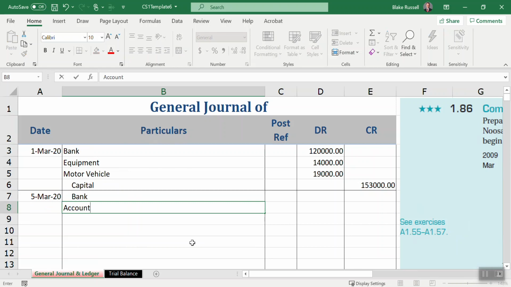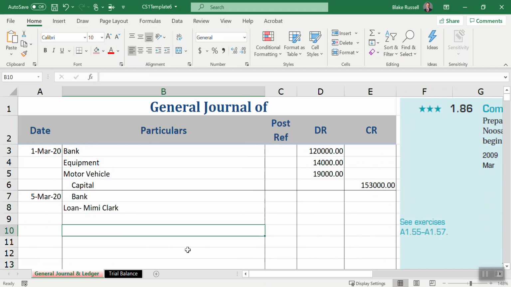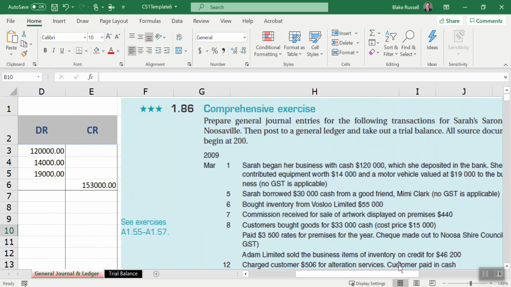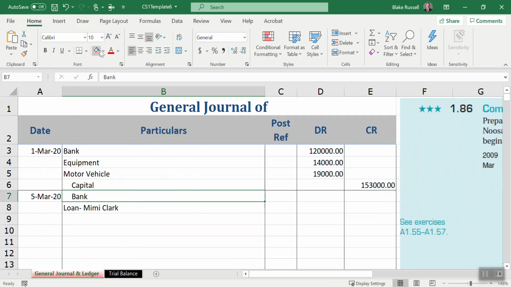Accounts, input, is it Mimi? And Clark. Clark with an E or Clark without an E? Just Clark. Okay, 30,000. So, a little bit of a trick here with this. When we do these, I didn't put accounts payable in there. Accounts payable is when you purchase something from somebody and you're going to agree to pay them back later.